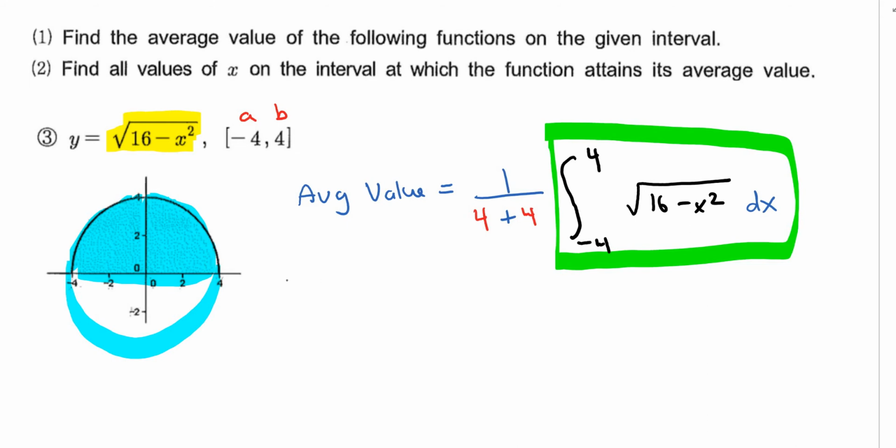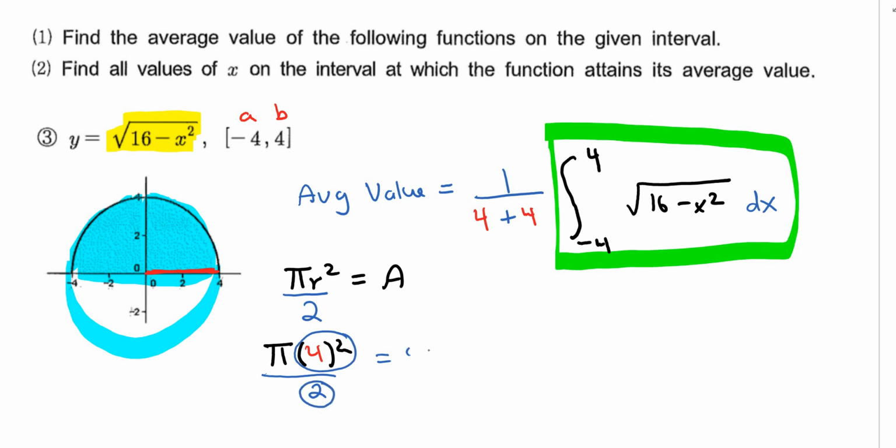And we know the area of a full circle is pi r squared, and if I want half of it, I just divide by 2. Then ask yourself, what is the radius from here to here? Well, this radius is simply going to be 4. So this will be pi times 4 squared divided by 2. Well, 4 squared is 16, and 16 divided by 2 is 8, so this will be 8 pi.